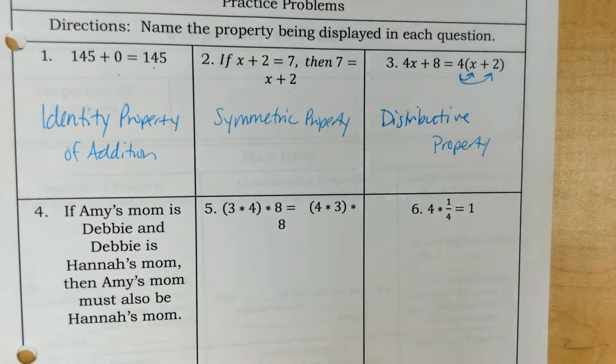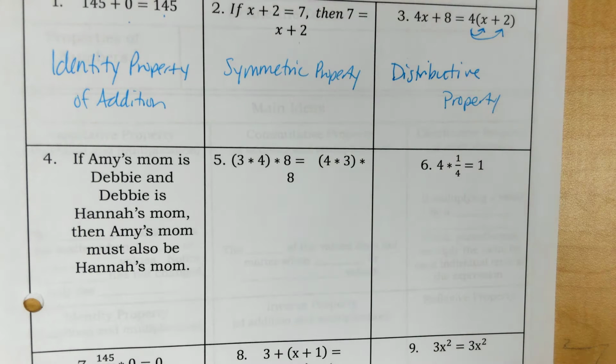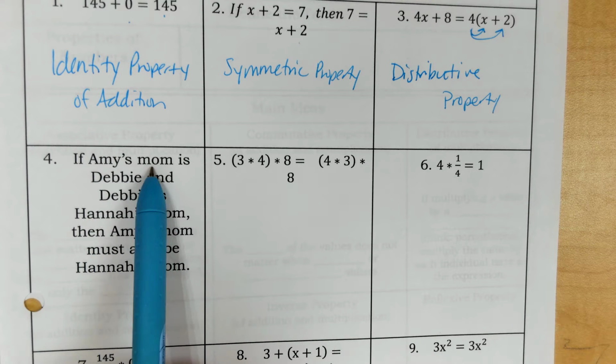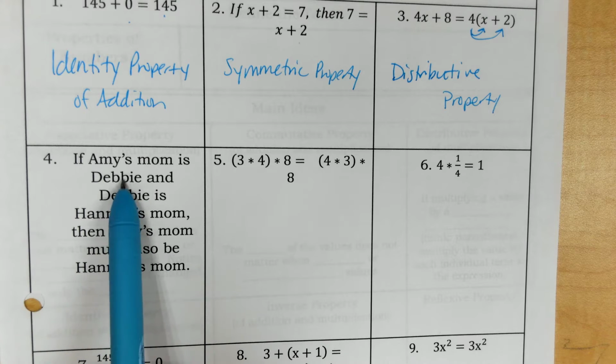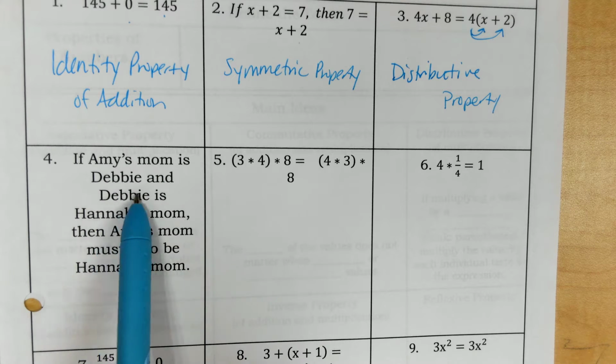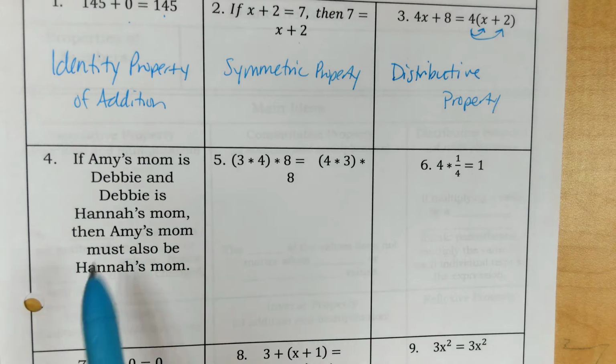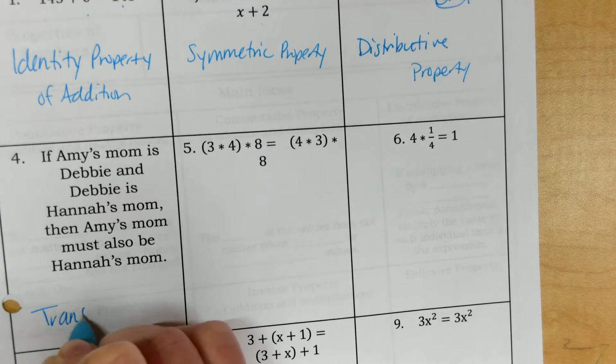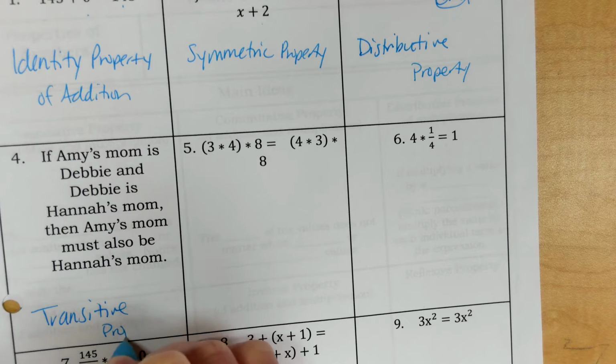Alright, then from there we have question 4. If Amy's mom is Debbie and Debbie is Hannah's mom, then Amy's mom must also be Hannah's mom. That's an interesting idea, and it's not math, but it still represents one of our properties. The property that says that if two things share an equal value, then all three have to be equal. Amy's mom is Debbie and Debbie is Hannah's mom. They share Debbie in common. Then Amy's mom and Debbie and Hannah's mom are all the same person. They're all equal. So this is the transitive property.